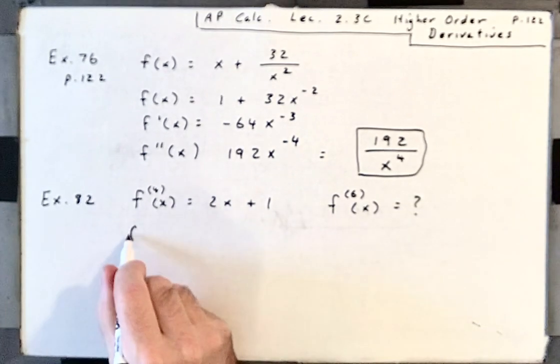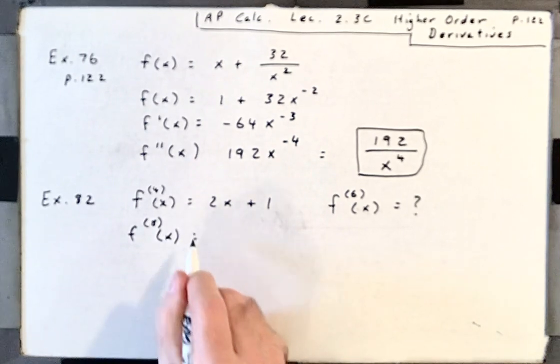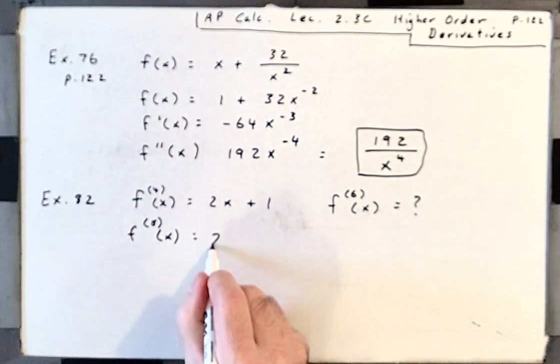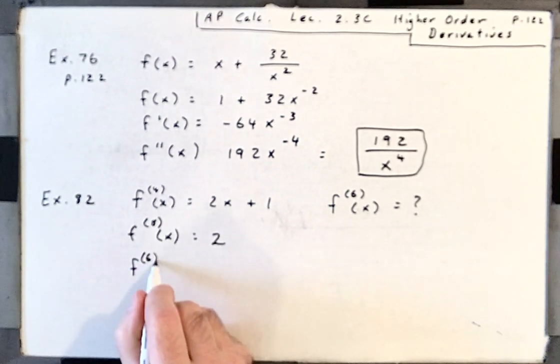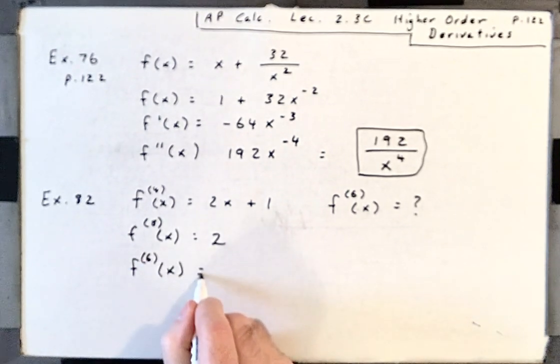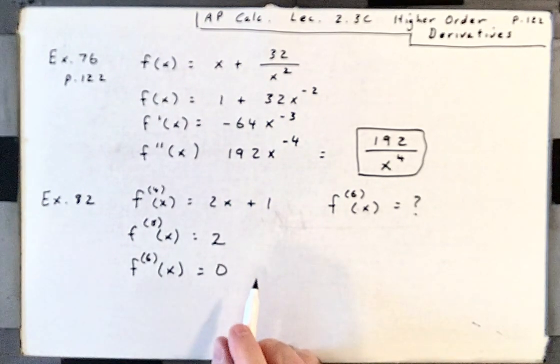Okay, well first we have to find the fifth derivative. So that's just going to be 2. And then the sixth derivative would be 0. So that's all there is to it.